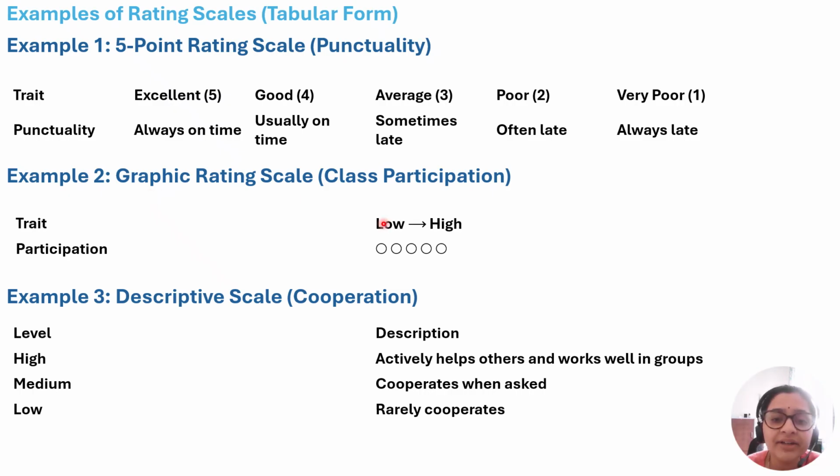Second one is the graphic rating scale. So it is given in the form of a picture. Class participation, low to high. What is the trait that has been observed? Low to high. Then descriptive, like we are saying cooperation. What is the level? High, medium, low. It is described in clear terms. High means actively helps others and works well in groups. Medium means cooperates only when asked. Low means rarely cooperates with the teacher. These are some of the examples.